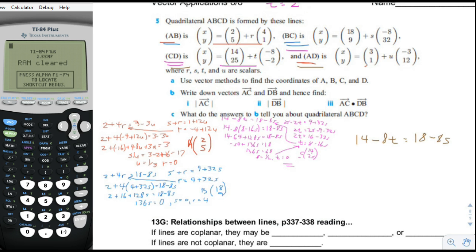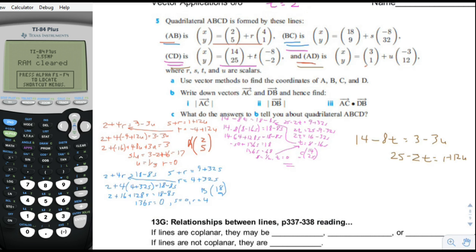Oh, I'm sorry. Set that equal to 3 minus 3u. So that's one of the equations. The other equation would be the y component, so it would be 25 minus 2t equals 1 plus 12u.